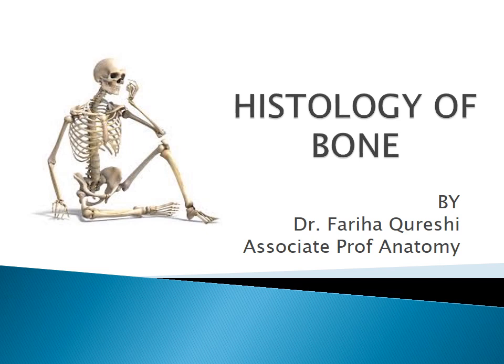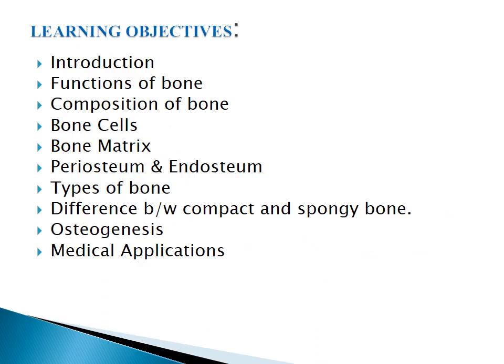Now we are going to discuss the histology of the bone, and we have finished the histology of the cartilage. So in this we discuss the functions of the bone, what is the composition and various types of the cells which are present in the bone, the composition of the bone matrix, what is periosteum and the endosteum, the types of the bone, the differences between the compact and the spongy bone, the process of osteogenesis, and a few of the medical applications.